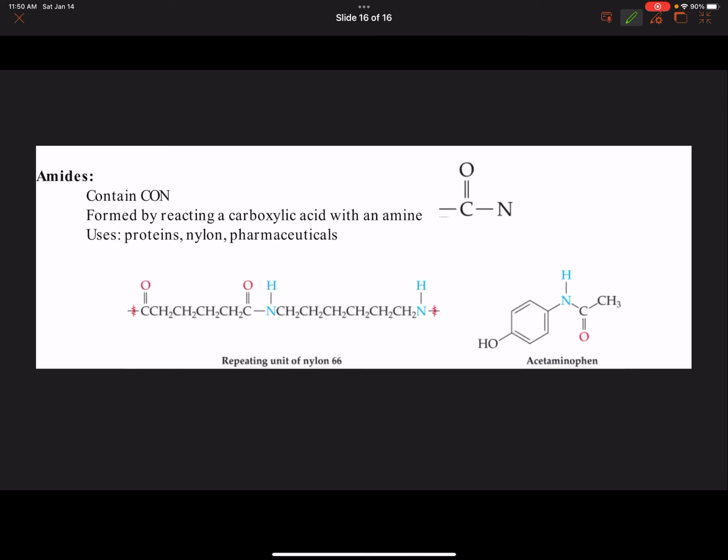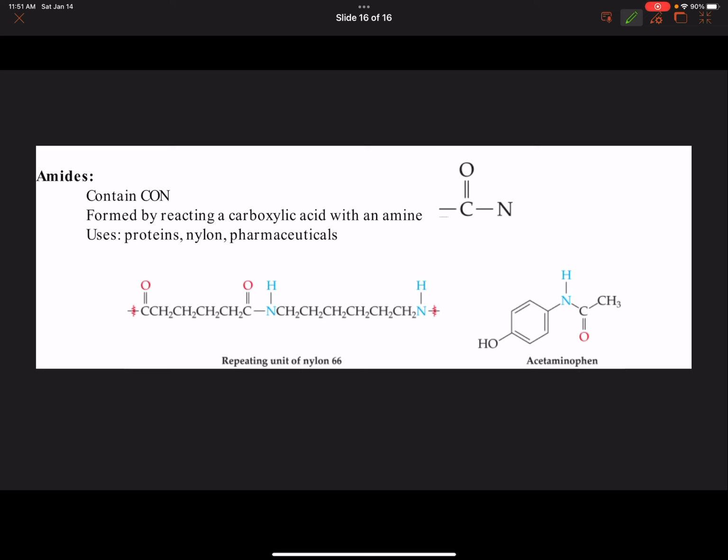And then our final functional group are amides. They contain a CON or a C double bond ON. They are formed by reacting carboxylic acids with an amine. They are very important biologically because they are what make up our proteins. We take an amino acid and react the amine end with the carboxylic acid end. This allows them to link. When we get linked amino acids, we get proteins.